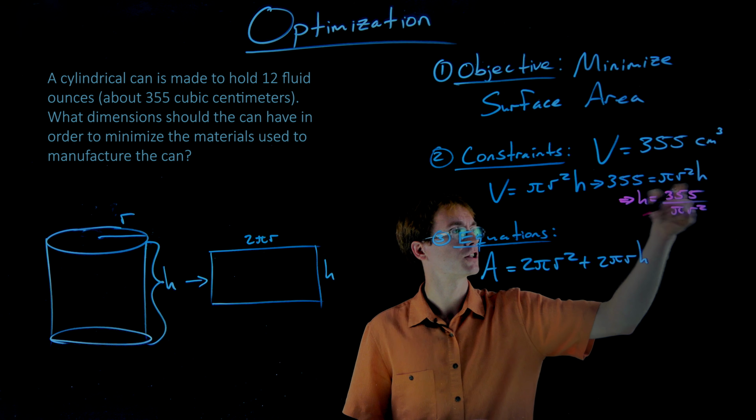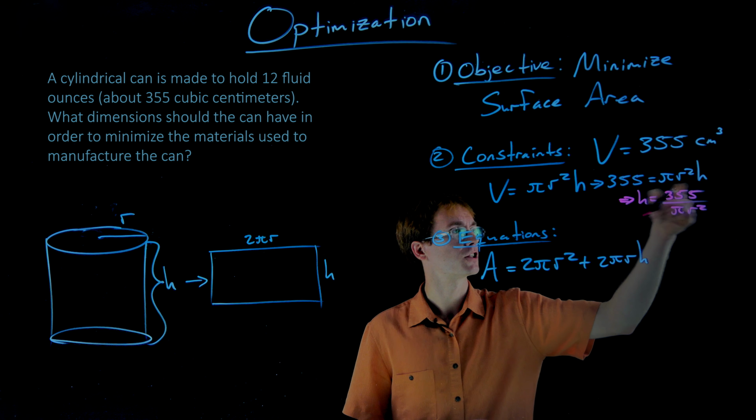We want this to be an area function of just the radius r, or an area function of just the height h. So we need to eliminate one of these variables, and the way we're going to do that is going back to our constraint equation. Notice in our constraint equation, it gives us a relationship between the height and the radius, and here it looks like it's easier to solve for the height than it is for the radius.